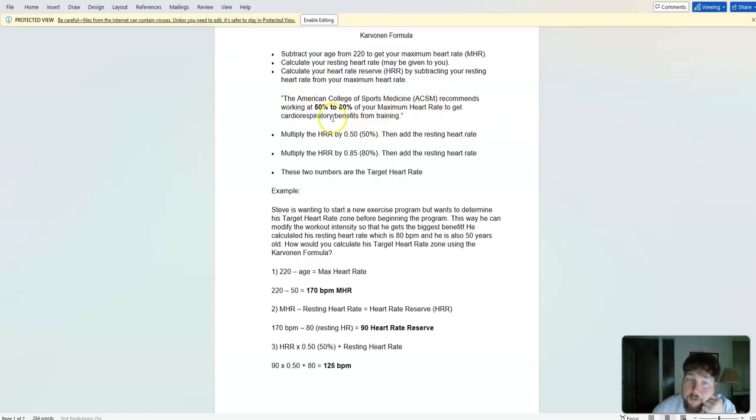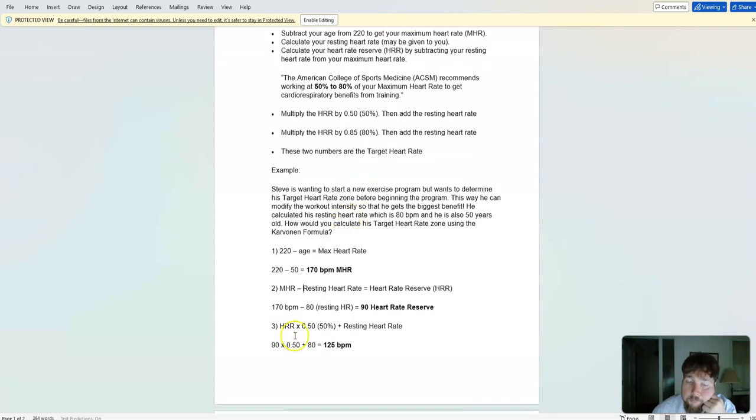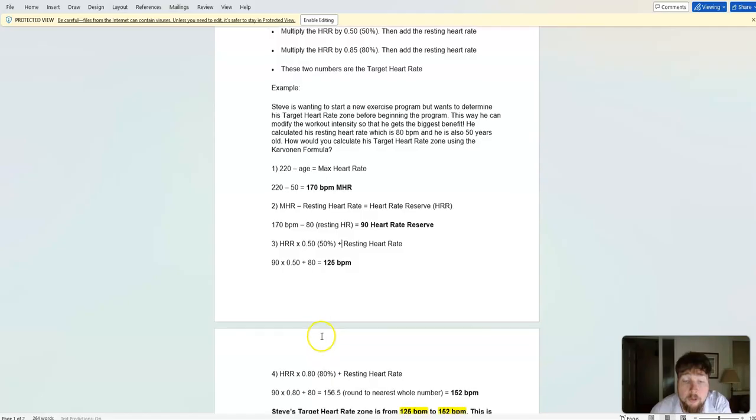And you use this percentage for the formula. So you take your heart rate reserve, multiply by 0.5, and that represents 50%, plus, don't forget the plus, the resting heart rate, which was 80 beats per minute. So 90 times 0.5 plus 80 is 125. That's the low end of his target heart rate.